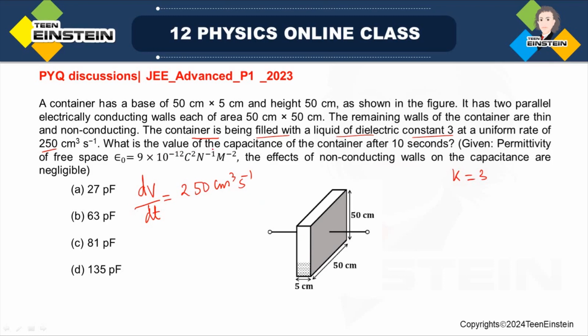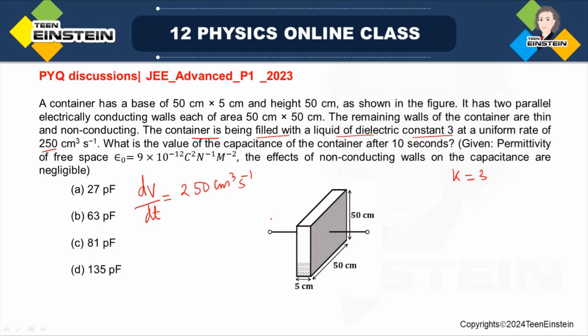Now the question is, what is the value of capacitance of the container after 10 seconds? You have been given the free space permittivity as 9 × 10⁻¹² coulomb square per Newton per meter square. And you have been told that the effects of the non-conducting walls on the capacitance are negligible. So this is the question. You have to find the capacitance of this container after 10 seconds.